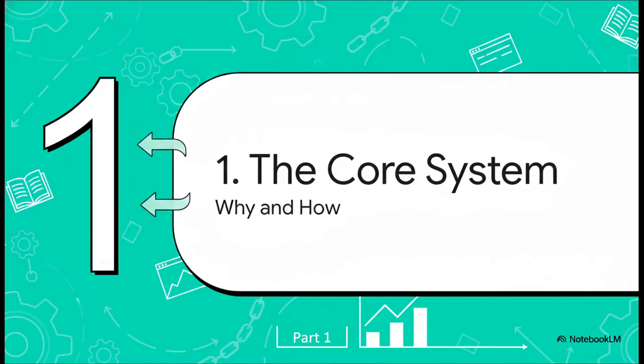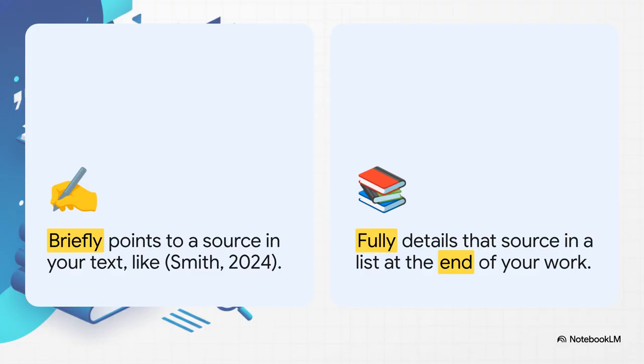Look, the absolute key to getting this right is understanding that it's all built on one simple idea, a two-part system. Once you get that, honestly, everything else just clicks into place. So, every single time you use someone else's idea, it's a two-part deal. Part 1 is the in-text citation. That's just a quick little signpost in your sentence, like Smith 2024, that points your reader to part 2.